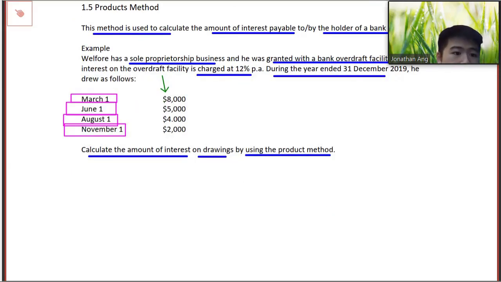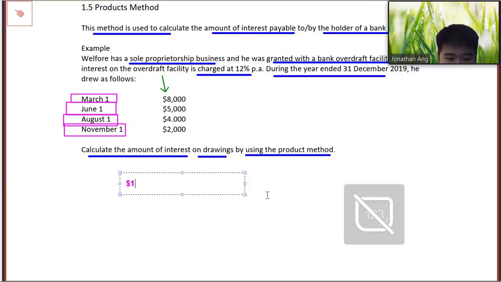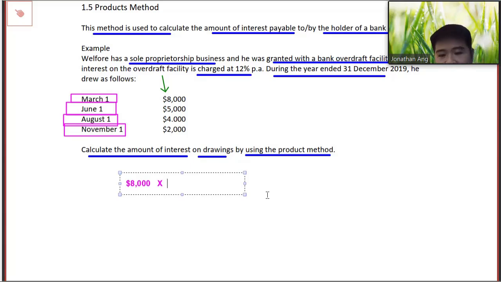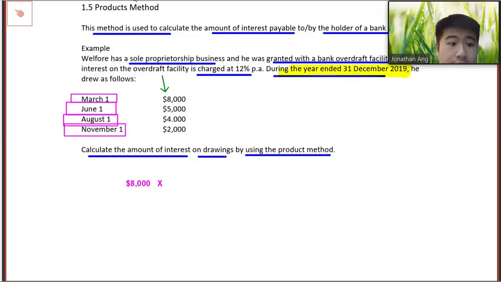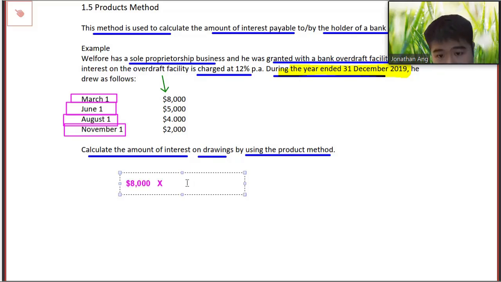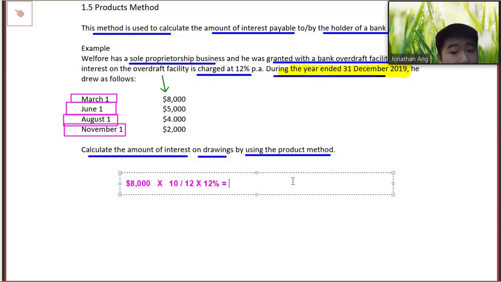So what you do, you will take the first $8,000. The first $8,000, you take out the loan on 1st of March until the end of the year. Your year end is 31st December. 1st of March until 31st December is how many months? It is 10 months in total. So 8,000 multiplied by 10 divided by 12, then multiply by 12%, because you only use it for 10 months in the year. And for 1 year, you are being charged 12%. So this is how you calculate your products method.